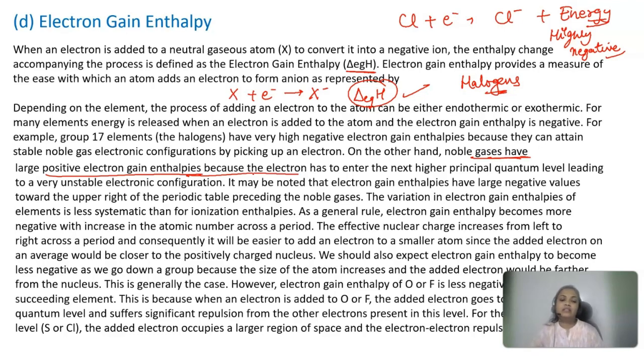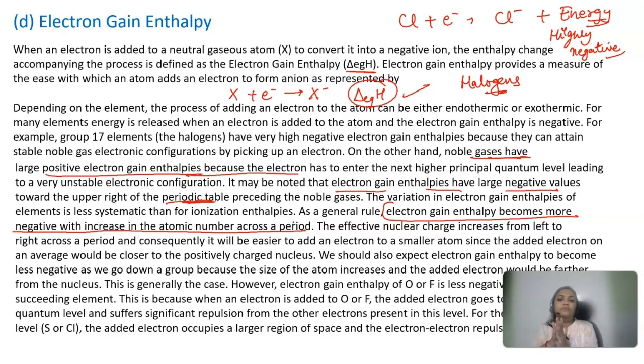But try to understand that towards the upper right of the periodic table, before the noble gases, the electron gain enthalpies have large negative values, like for halogens and group 16, because they gain an electron and become stable. So we can say that electron gain enthalpy becomes more negative with increase in atomic number across a period. When we are moving left to right, the electron gain enthalpy is becoming more negative.